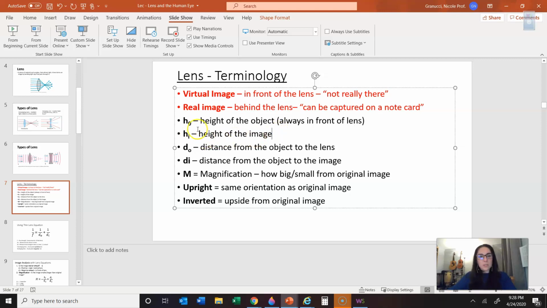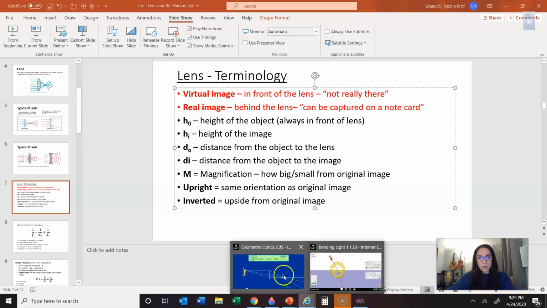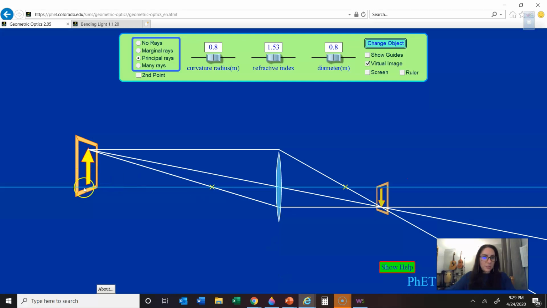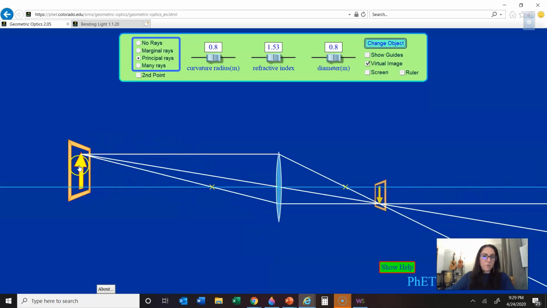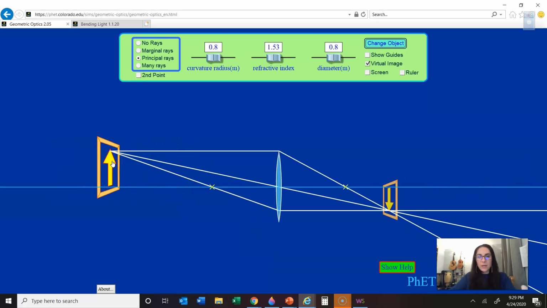And then the height of the image. So this is how tall it is. So literally this would be a measurement going back to our simulation, how tall this is. Now, notice the object keeps its height: if I walk forward and backwards in front of a lens, I wouldn't change in height. But my projection would. What I see would change. So this is HO, object height, and this is HI, image height.